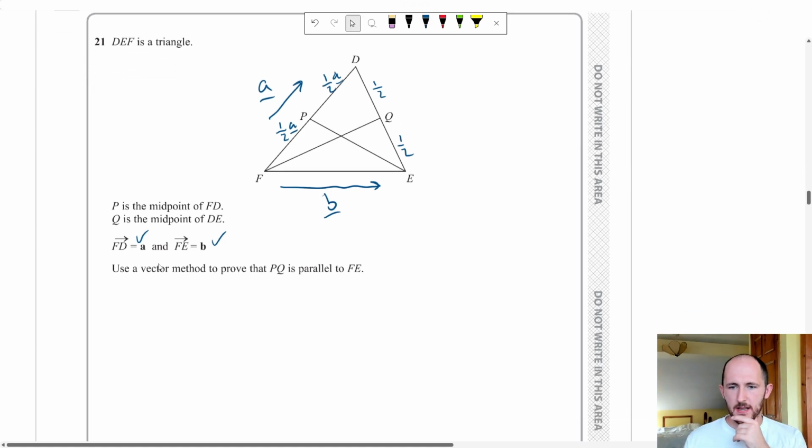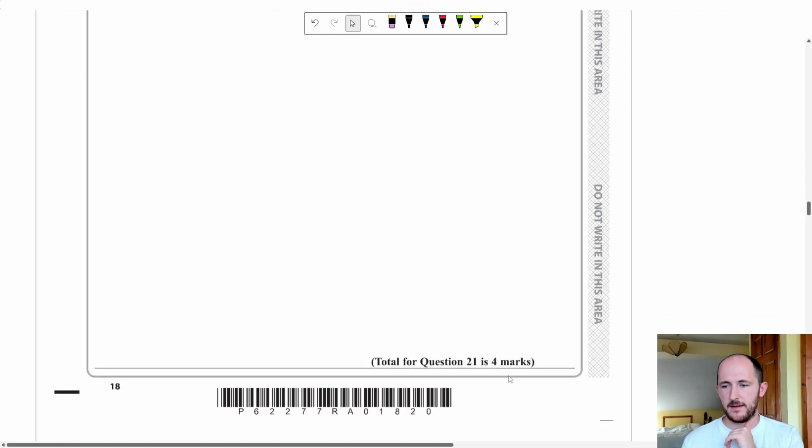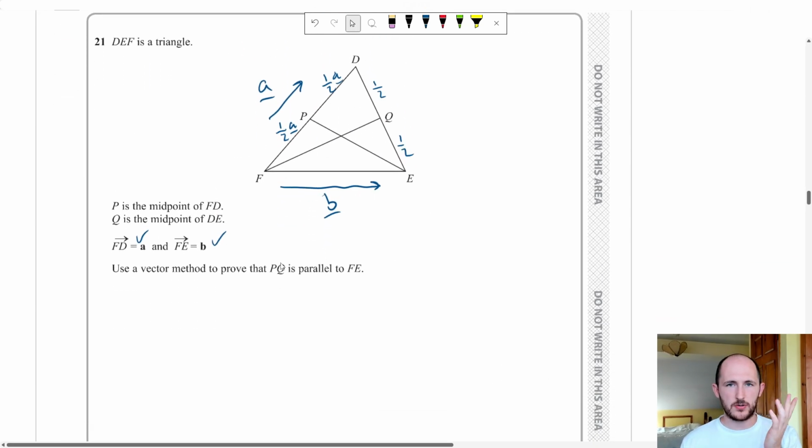And now it's saying use a vector method, so that might sound a bit fancy, basically just using the algebra I showed you just now. Prove that PQ and FE are parallel to each other. So what we need to do first, and this will always gain you some marks, so this is a 4-mark question, you'll always get around 2, maybe 3 marks if you're lucky, to work out PQ and FE. Normally it's 3 marks. So, P to Q.